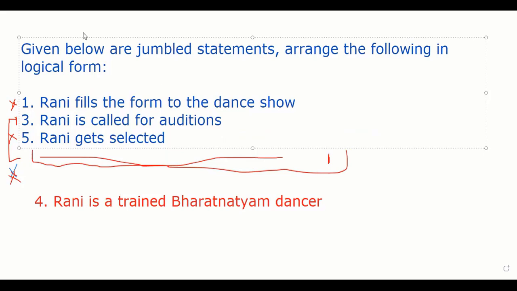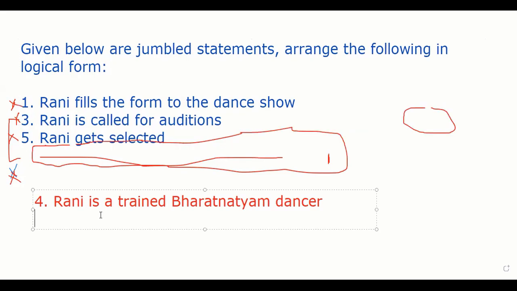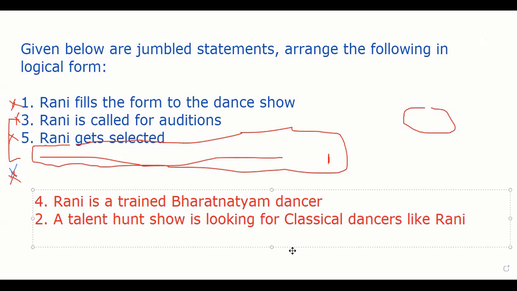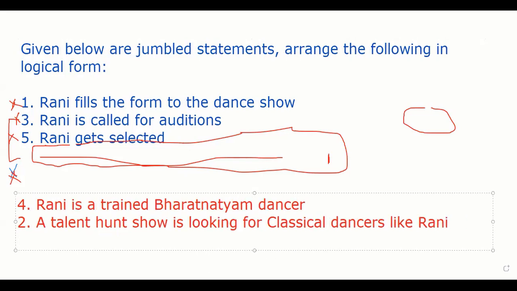Everybody agree? Now tell me, Meghna, which can be the next and why? Because everybody has to tell me the reason also, guys. Which sentence can be next after this? Sir, can I? Tell me again, Meghna. Third one, Rani is called for auditions. No, obviously 5 cannot be. It will be 1 or 3. Meghna, is it 1 or 3? It will be 3, sir. Rani is called for audition. Rani filled the form to dance show.